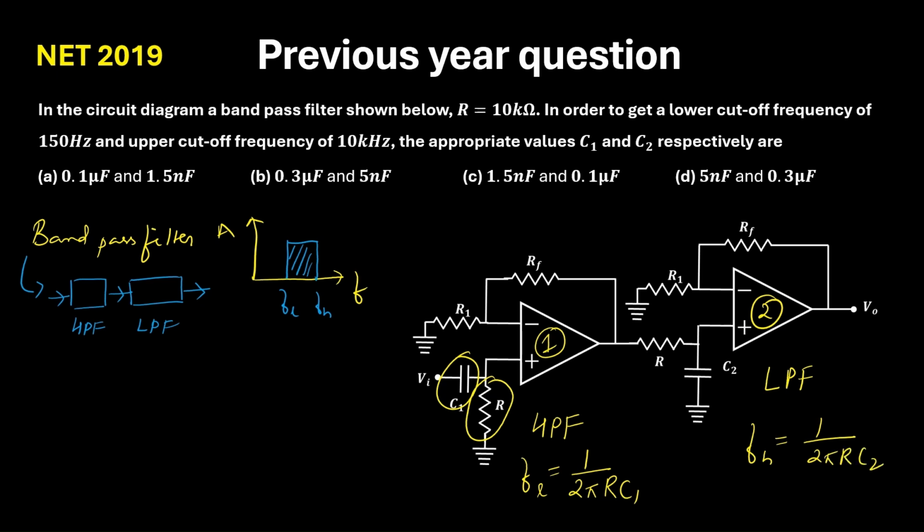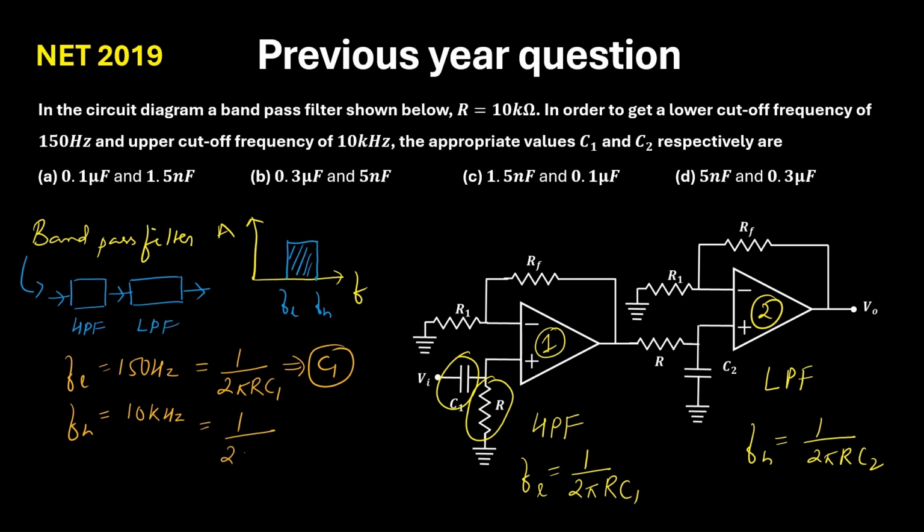Now in the question, FL is already given, that is 150 Hertz, and the upper cutoff frequency is given as 10 kilohertz. The FL will be given by this formula, 1 by 2 pi RC1. So from here we can calculate C1, and for the upper cutoff frequency it will be equal to 1 by 2 pi RC2. So using this relation we can calculate C2. So that's how you can calculate C1 and C2.